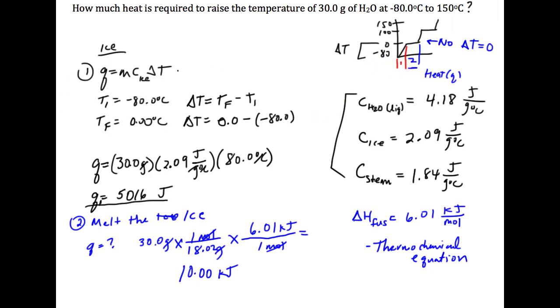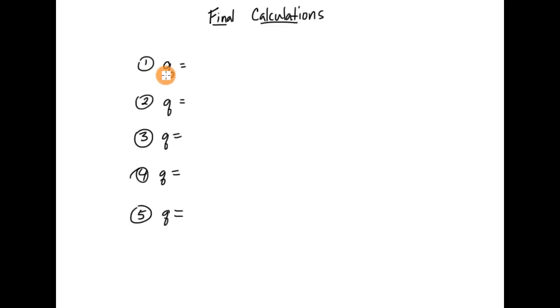Okay, so let's go back and put these answers right in my final calculations. What I have to do is get all 5 of these calculated. My first one was 5,016, and that was in joules. If you're not being careful with the units, you're going to run into some trouble here. So this was 10 kilojoules. Obviously my units aren't going to match, and I'm going to want to convert this to 5.02 kilojoules just to make my units match.